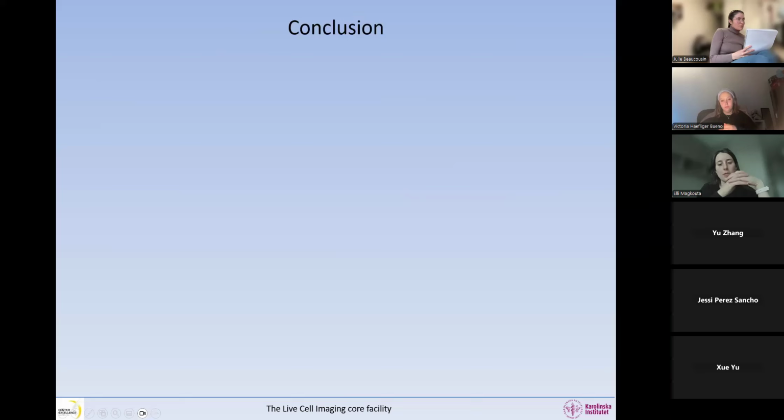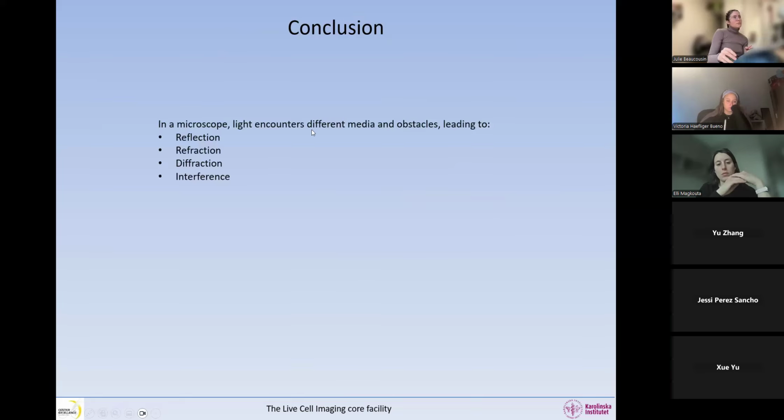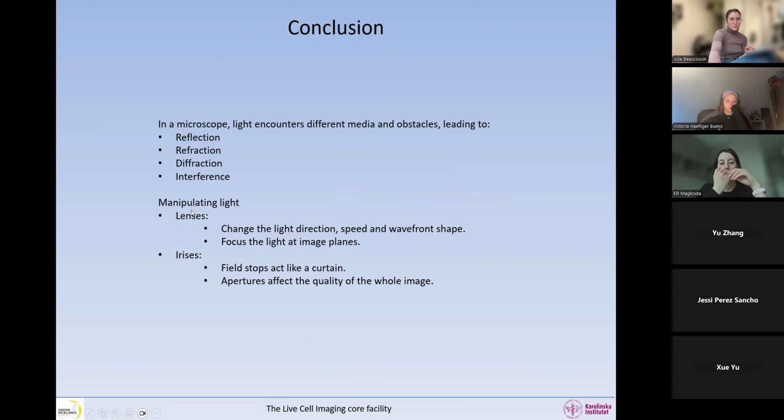So here are a few conclusions for this lecture. In the microscope, light encounters different media and obstacles, and that leads to reflection, refraction, diffraction, and interference. We manipulate light in a microscope with lenses that change the light direction, the speed, and the wavefront shape. And they allow us to focus the light at image planes, so that is very useful. So we can image them, then acquire the image.